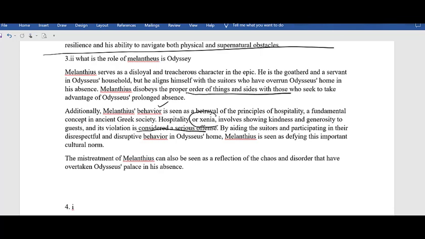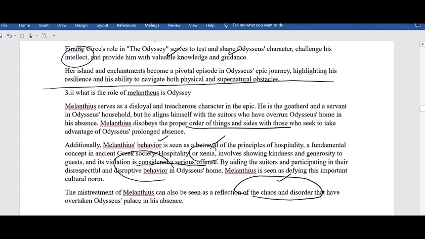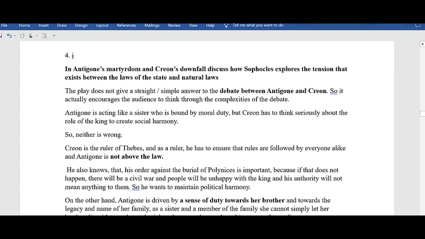By helping the suitors in their disruptive behavior in Odysseus' kingdom, Melanthius is seen to be defying a very important cultural norm, and he also represents the chaos and disorder which were a part of Odysseus' kingdom when he was not there. So he represents various things. You have to talk about all these aspects when you talk about Melanthius' character in the Odyssey.